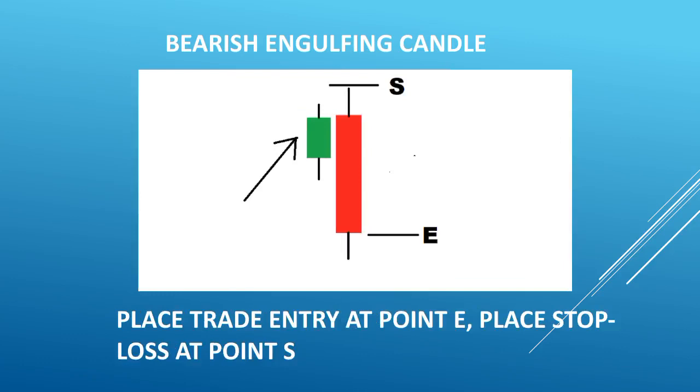Now to trade the bearish engulfing candle, you will place your trade entry at point E. You place your sell order at point E, more likely a pending sell stop at point E. Then you place your stop loss at point S.